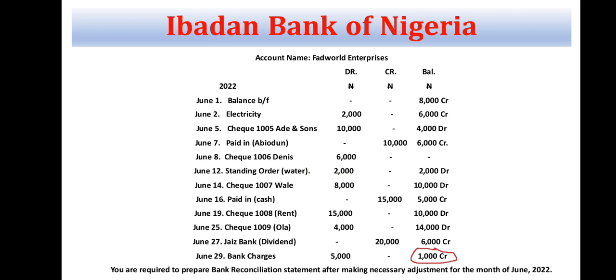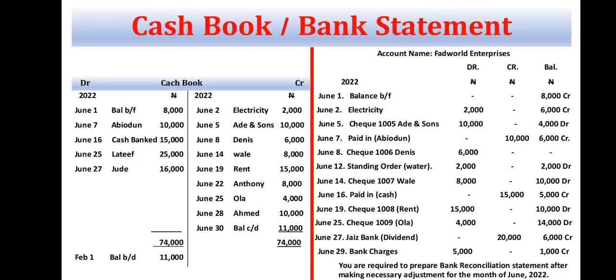Let's bring the two accounts together. We have the cash book at the left side and the bank statement at the right side. Let's look at the balance. The balance brought down in the cash book is 11,000, which means the business believes that the amount in the bank is 11,000 naira. If we now look at the balance at the bank, we have a balance of 1,000 naira, a whole 10,000 naira difference. So how are we going to do this?